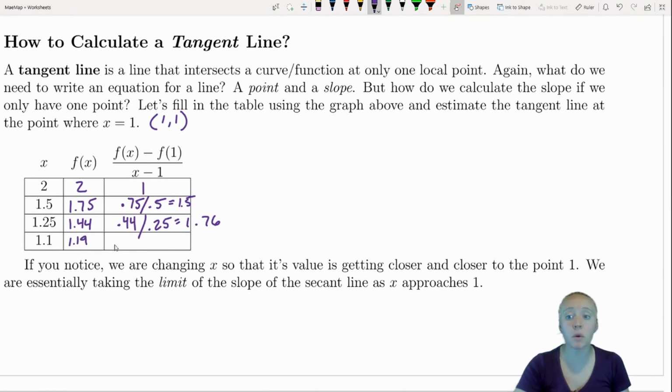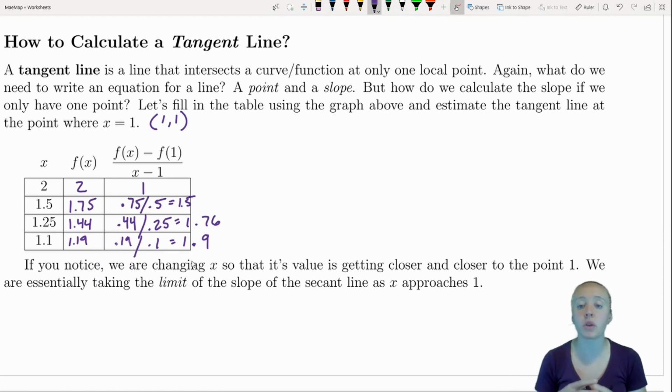1.19 minus 1 is going to be 0.19, and we're dividing that by 1.1 minus 1, which is 0.1. So 0.19 divided by 0.1 is going to be 1.9. So you can see our slope is getting closer and closer to some value. Now, it's a little hard to know exactly what value it's getting closer to with only these set of points.